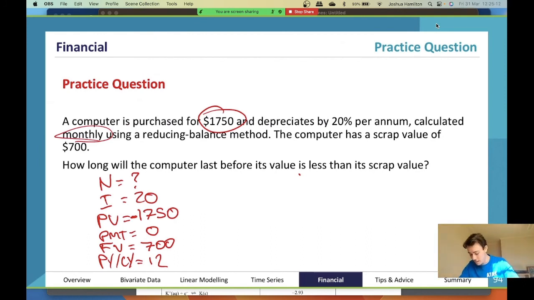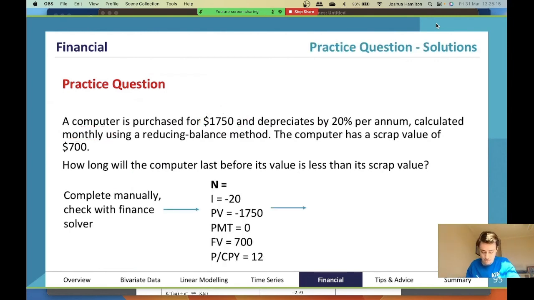I then go to my calculator and I do it in my calculator, and you'll find that your answer here, complete manually with financial solver, I get the answer of 55 months. So how long will it take for the computer to be less than its scrap value? That's 55 months. So really important. Now, this answer here, I believe, is something like 54 point something. Let's just say 54.8. I don't know what the exact answer is, but I think it's something like 54.8.